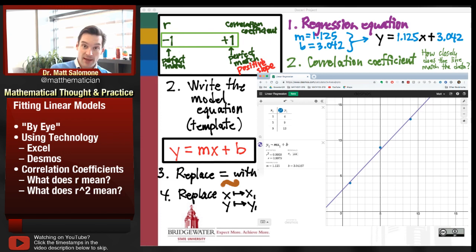So in the example we're looking at right now, our regression equation does in fact have a positive slope. The slope is equal to 1.125, right? And my graph, my line, is increasing as we go from left to right on our graph. If R were equal to -1, we'd be talking about a perfect linear match that has a negative slope.